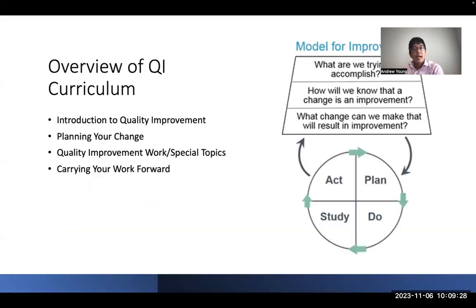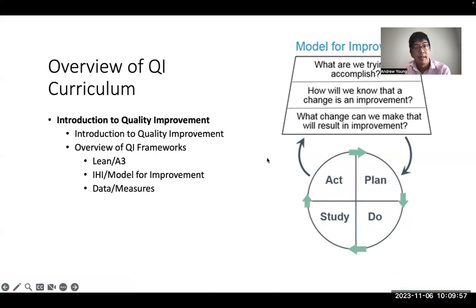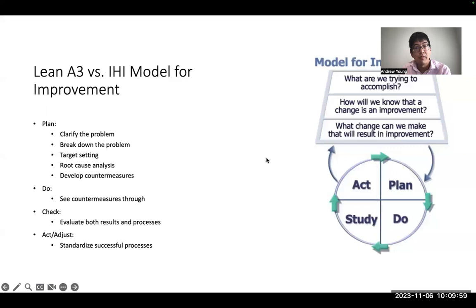Here we go. So again, the IHI model for improvement, this is the improvement methodology we've been following. We did talk about lean and some of the overlap. Right now, we're still up here in the planning stage. What are we trying to accomplish? How will we know that a change is an improvement? Today's session will focus on what change can we make that will result in improvement. And so this is what we've gone over before.